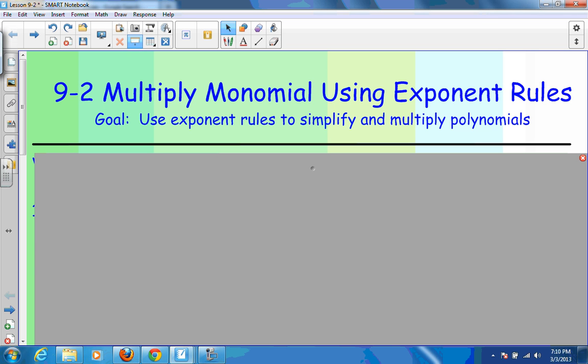All right, guys, welcome to a lesson on multiplying monomials. Today, what we're going to do is expand on our knowledge of monomial usage and learn more about them. Today, we're going to learn how to multiply them, and specifically, what we're going to be talking about are some exponent rules. All right, so let's get started.